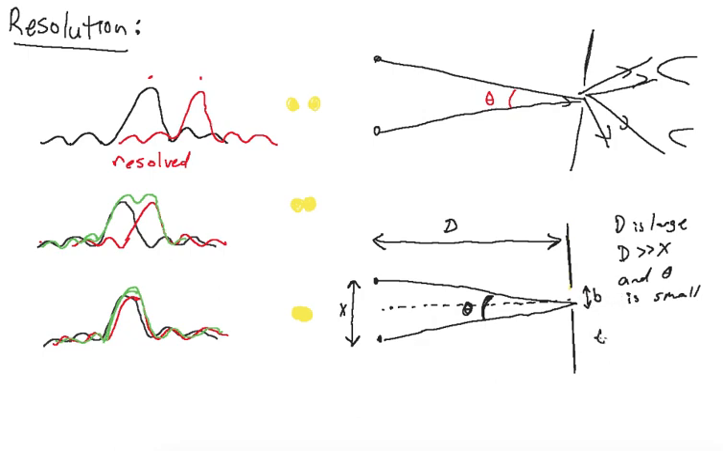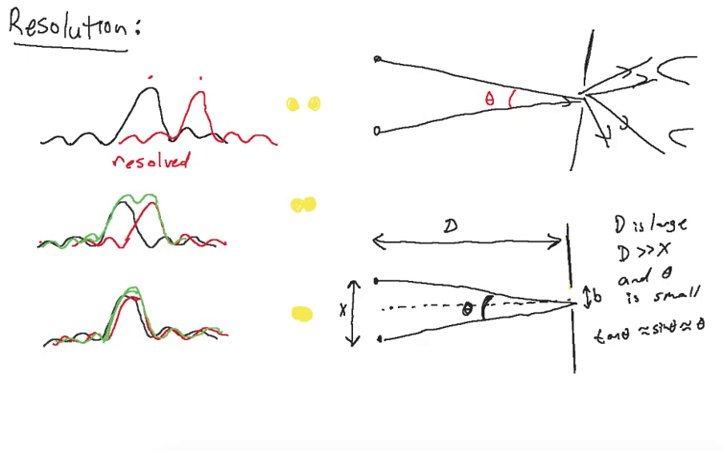We can say that tan theta is approximately equal to sine theta, and since it's a small angle, sine of theta is approximately theta. That's for D being really big and the angle being small. And if we do that, we can look at this.